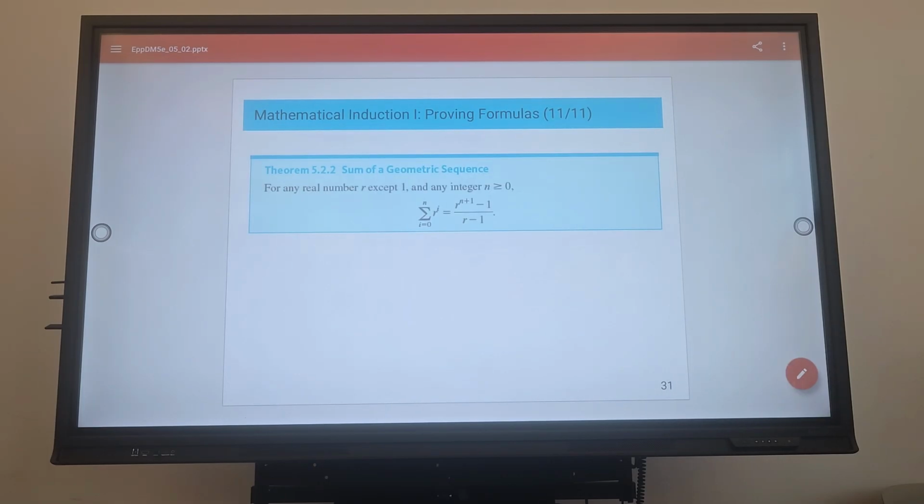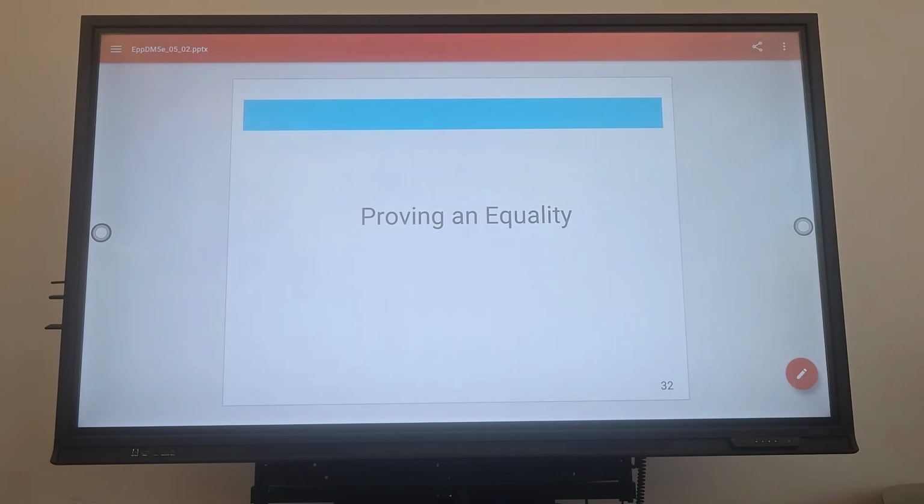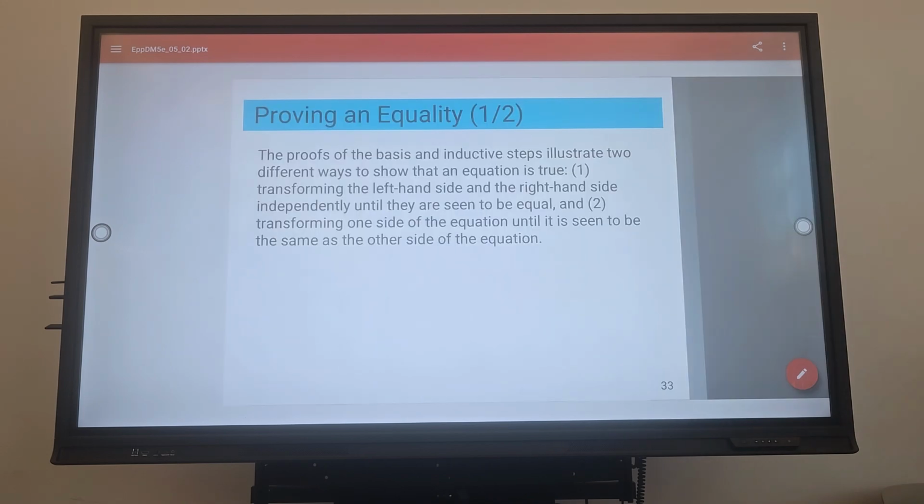Now the sum of a geometric sequence is given here. Proving an equality. Proofs of the basis and inductive steps illustrate two different ways to show that an equation is true. One, transforming the left-hand side and the right-hand side independently until they are seen to be equal. And two, transforming one side of the equation until it is seen to be the same as the other side of the equation.